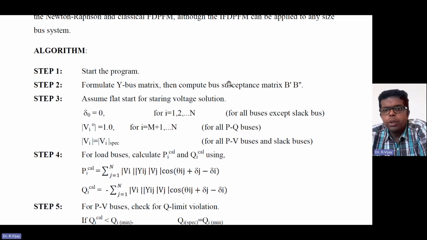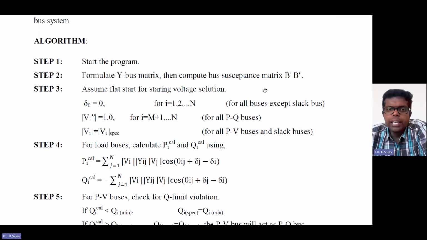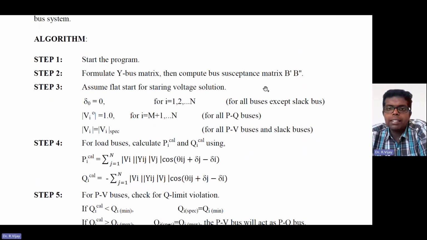Next, compute the bus susceptance matrices B dash and B double dash. So here it is the susceptance matrix, whereas in the previous algorithm, the Newton-Raphson method, it is the Jacobian matrix. We needed to formulate the Jacobian matrix there, whereas here we need to formulate the susceptance matrix.